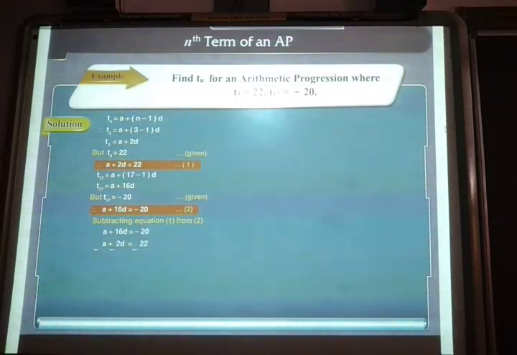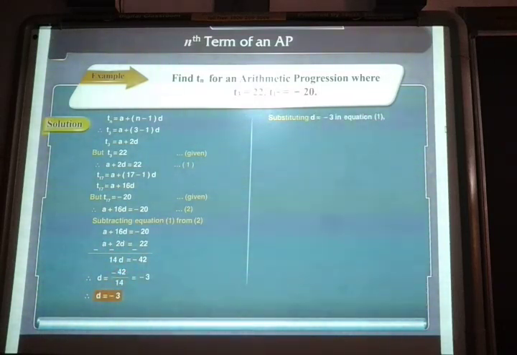Subtracting A plus 2D is equal to 22 from A plus 16D is equal to minus 20, we get 14D is equal to minus 42. Therefore, D is minus 3. Substituting D is minus 3 in A plus 2D is equal to 22, we get A is 28. Thus, we have found the values of A and D.